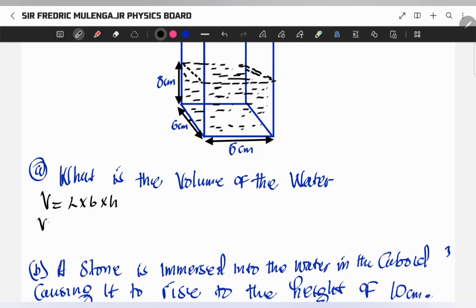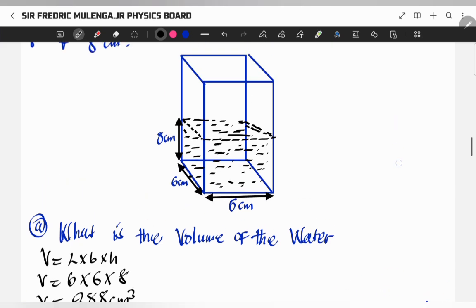So volume is equal to length times breadth times height. So we're going to pick 6 times 6 times height of 8. So what do we get? It just gives us 288 centimeter cubic. So this is the volume of water.